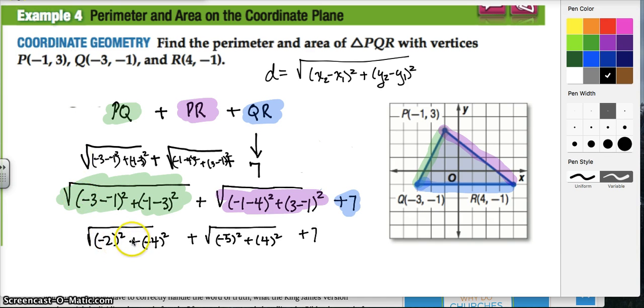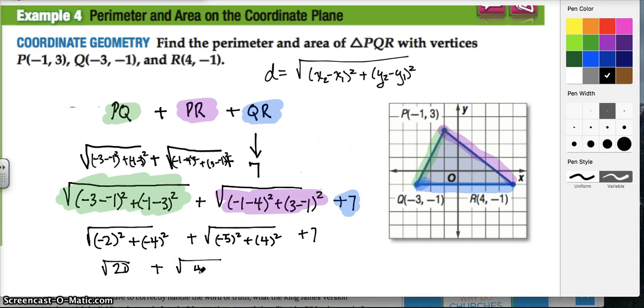So with that in mind, let's go ahead and calculate the values. So we get the square root of -2 squared plus -4 squared, plus the square root of -5 squared plus 4 squared, plus 7. And if we continue on just a little bit more, we end up with the square root of 4 plus 16, which is the square root of 20, plus over here we get 25 plus 16, which is going to be the square root of 41, and then we're going to add 7.